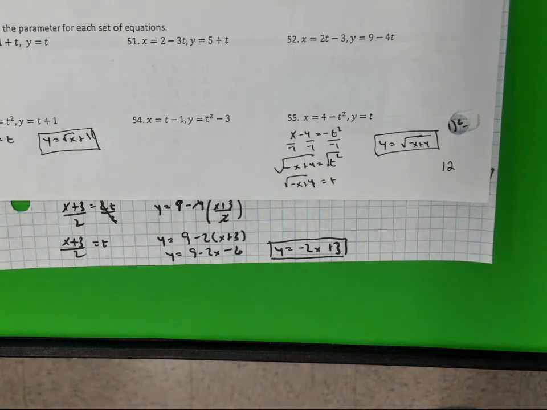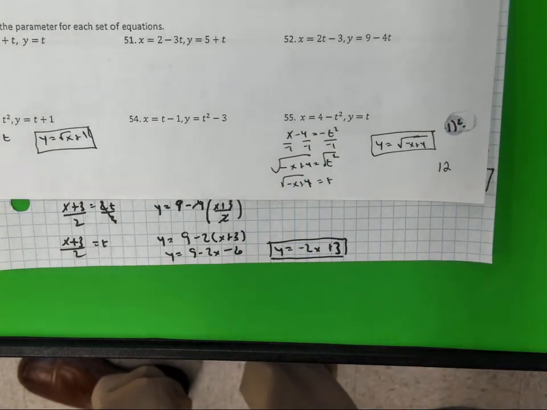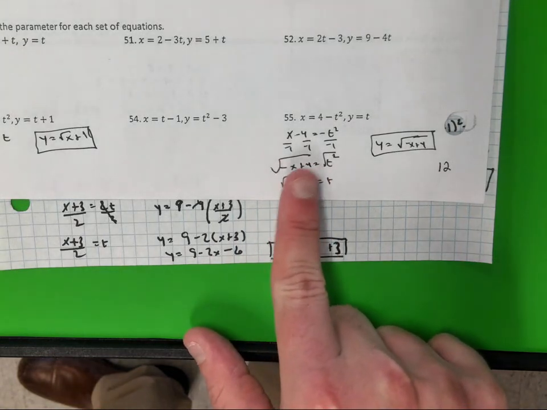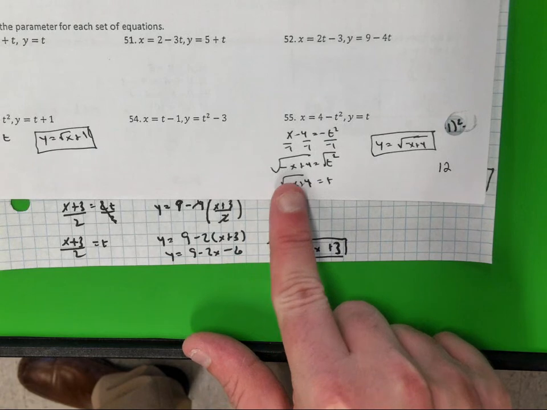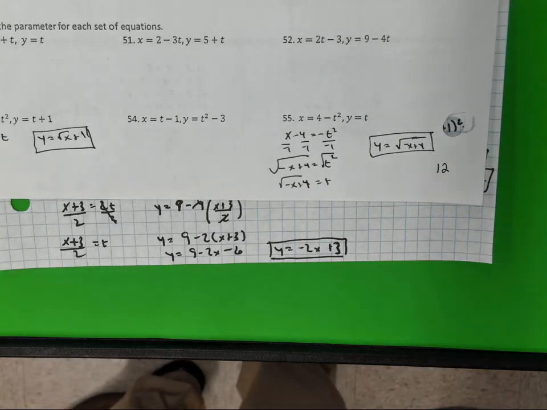Now 55 requires a little bit more steps. You move that 4 over as x minus 4. Now what's in front of that t squared? Negative 1. You need to divide everything by negative 1 to get rid of that. So I divided everything. I got negative x plus 4. To get rid of that square, I take the square root. So there's my answer. y equals the square root of negative x plus 4. Negative x plus 4, yes.